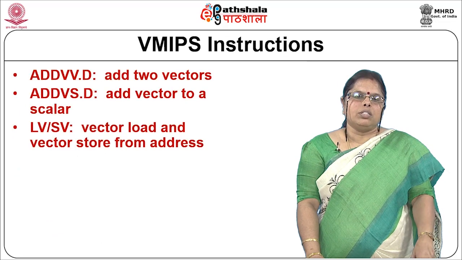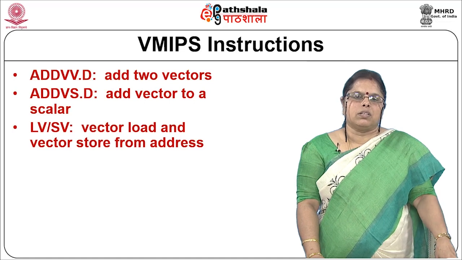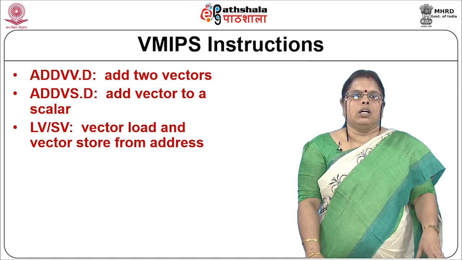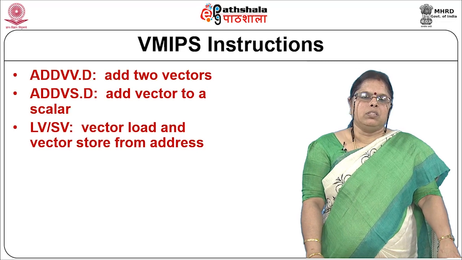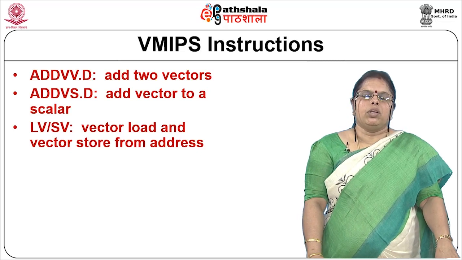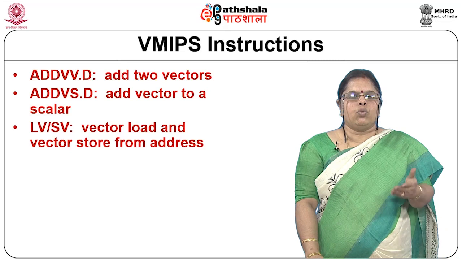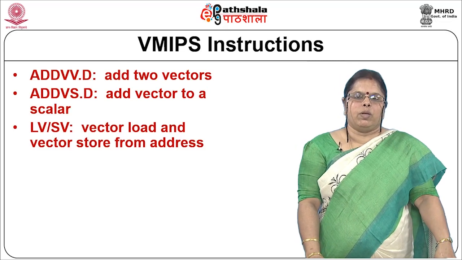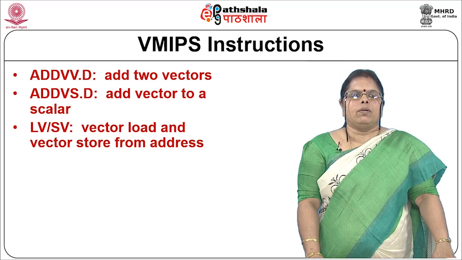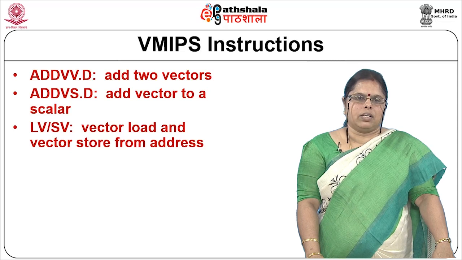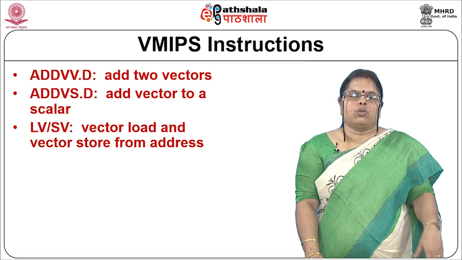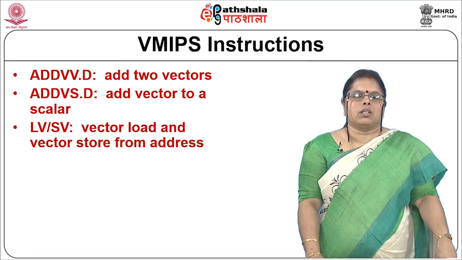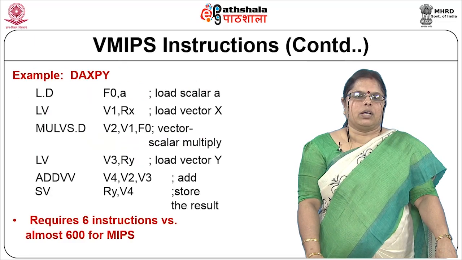And it is not enough to just have vector registers and functional units which allow you to do vector operations, you also have to have support in your instruction set architecture. These are some examples of VMIPS instructions. You might have an add vector instruction, an add vector to a scalar instruction, a load vector or a store vector. These are some example instructions for vector architectures.